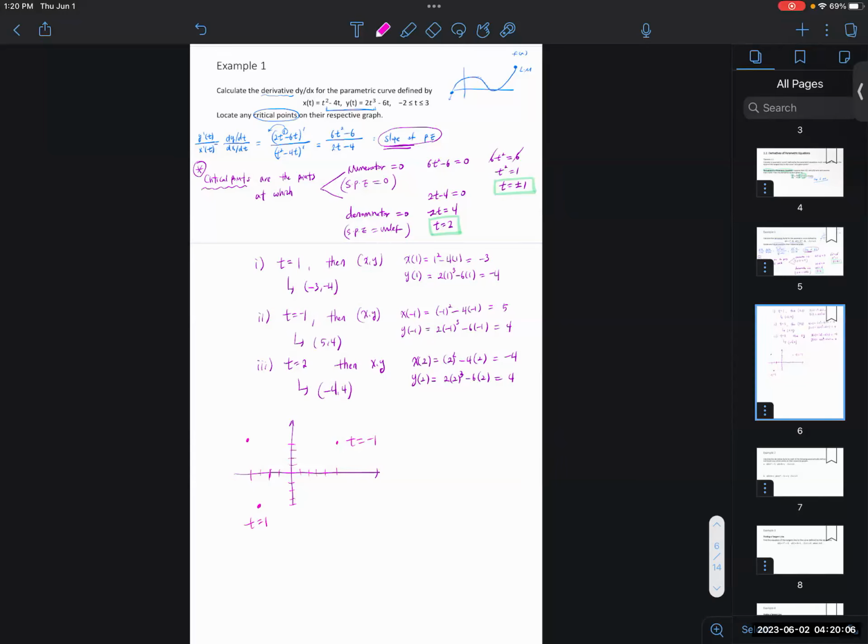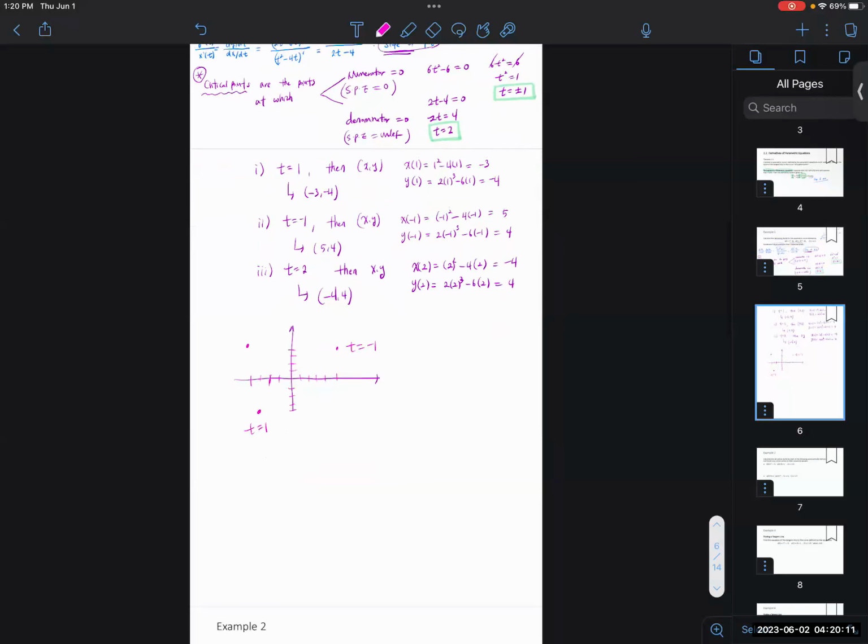So now you feel like you want to do more. What does it mean exactly, right? So this one we got negative 3 comma negative 4. When t equals negative 1, we got 5 comma positive 4. There's no other points above y equals 4. There's no point. So this is kind of a local max point. They're the same y because of the same 4.